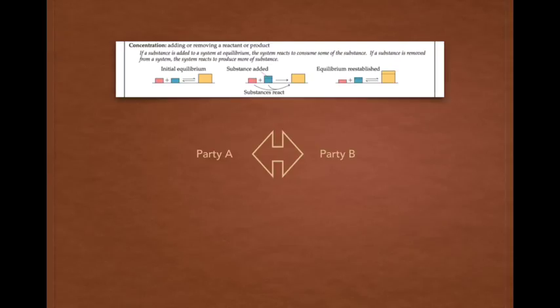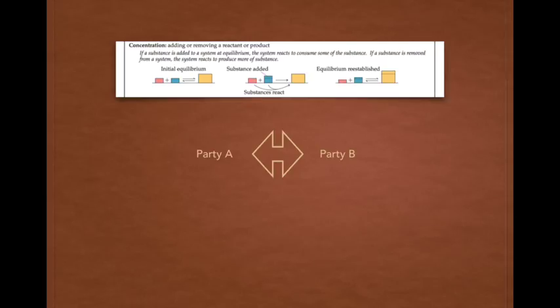blue substance was added. Well, if you have two parties at equilibrium and you suddenly lose a bunch of people from party B, then the people at party A are going to say, well, our room's crowded, our party's crowded, let's go over to party B where they've got all the food because they just lost a bunch of people. So again, there would be a shift to the right, just like what we saw with the chemistry example.